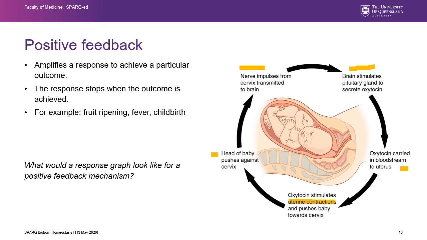I have a question for you. If a negative feedback gives that classic fluctuating graph, what do you think a graph of positive feedback might look like? Pause the video and take a moment to sketch your graph.